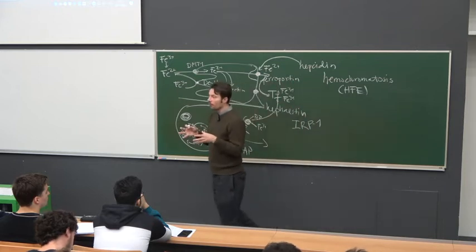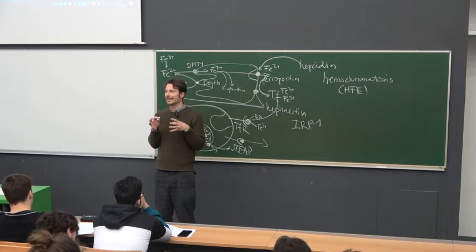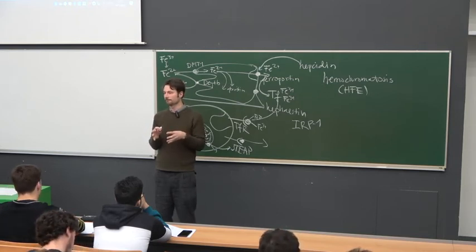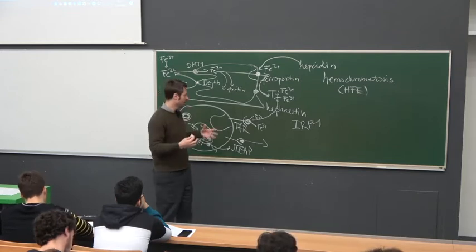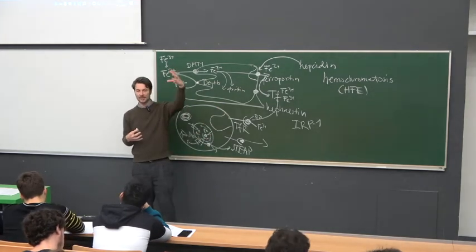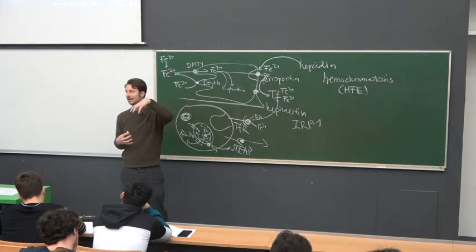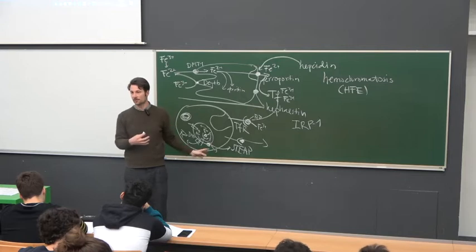This open form of IRP1, of this iron sensor, can bind to messenger RNAs. And this is the principle of regulation of all these proteins that are involved in this, because IRP1, when it's activated, can bind to messenger RNA, and can influence the translation of the genes for these proteins.